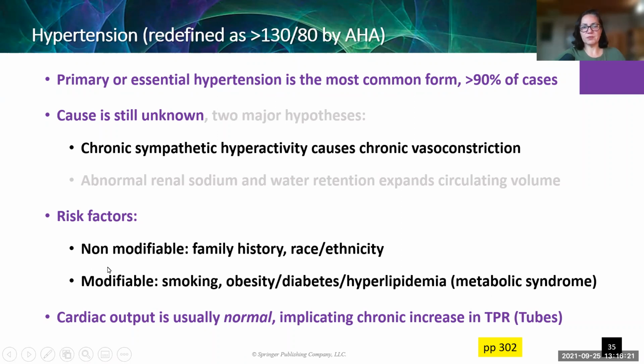So risk factors, we've already mentioned non-modifiable things like family history, race, and ethnicity. The modifiable ones, look, it's some of the same stuff that we associated with endothelial damage: smoking, obesity, diabetes, hyperlipidemia, in other words, metabolic syndrome.